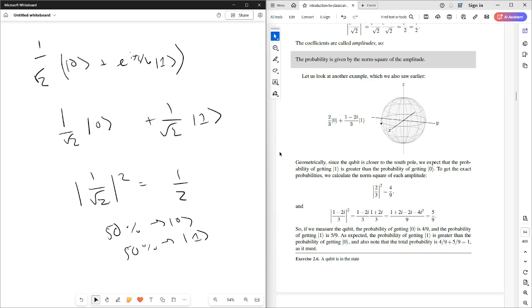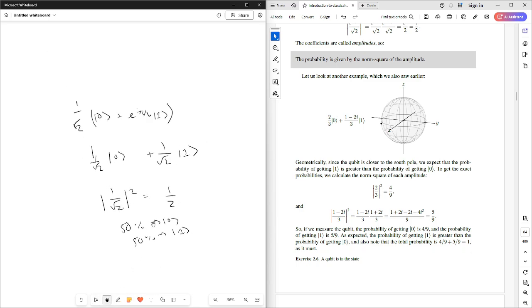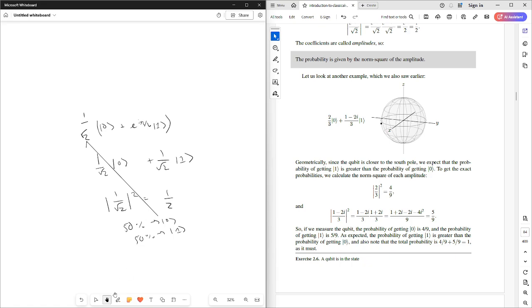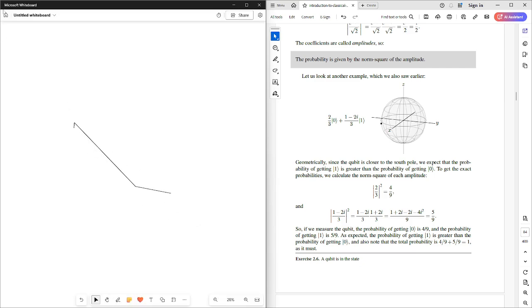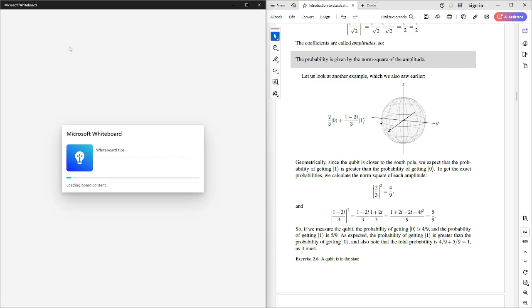Again, another example that we can see here. This one contains, for God's sake, what is this? I'm going to have a talk with Microsoft.